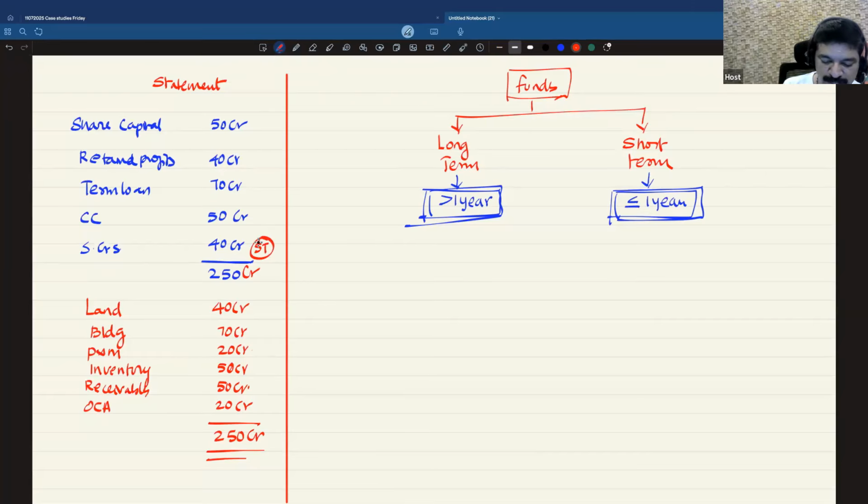Okay. Tell me, the capital which has come from the owners, which is repayable to the owners only in the event of winding up of the company, is it short-term or long-term?